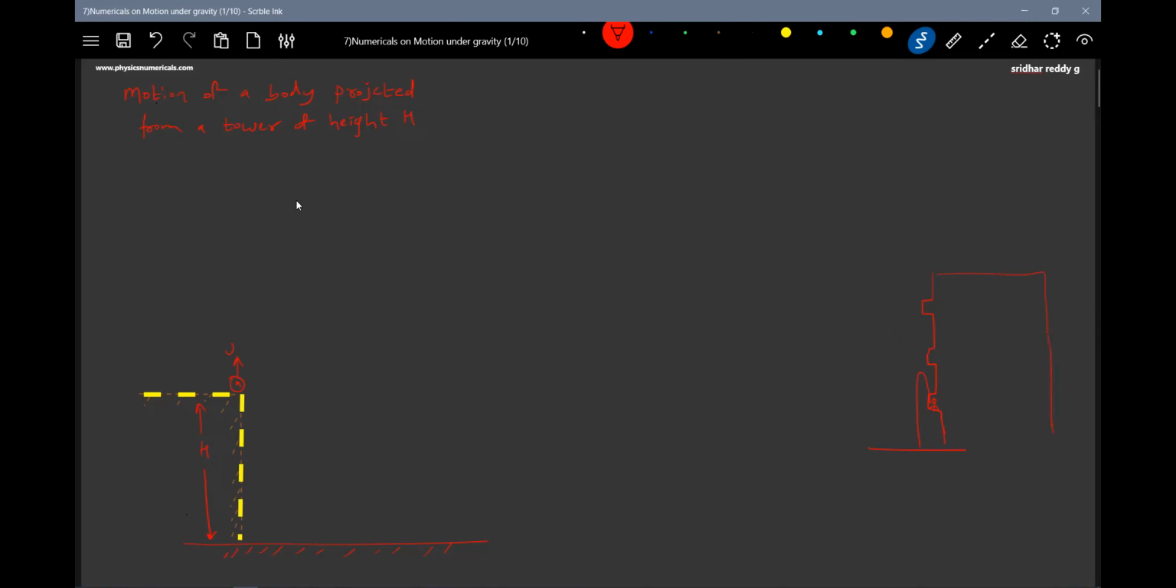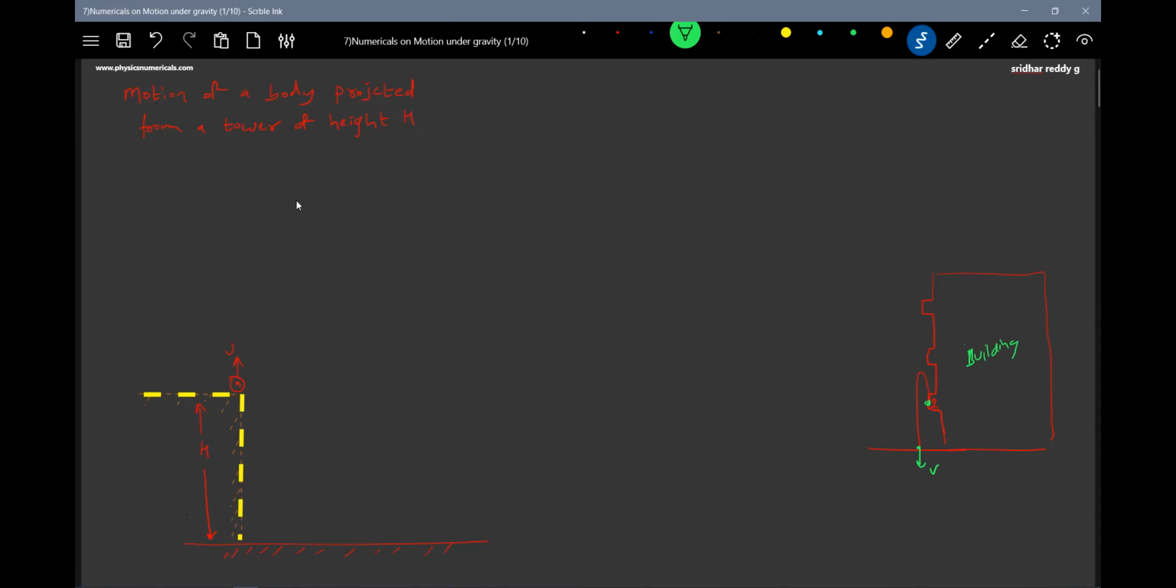A few hundred years back it was a tower; nowadays we have high-rise buildings. From there you throw a ball. The ball will go and strike the ground. We are discussing the motion of such a ball here, nothing big. From here you throw a ball.